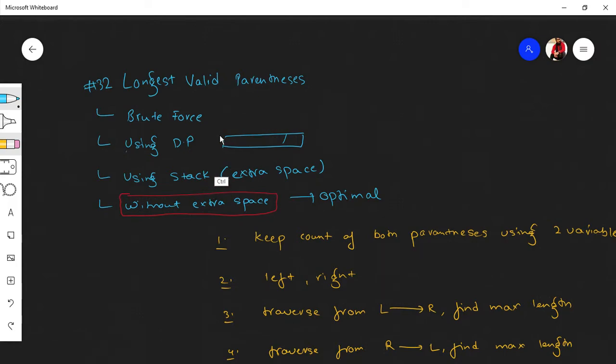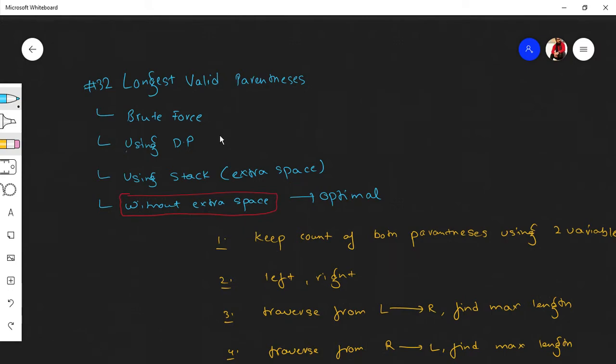Then there is the stack approach. This one is easy to understand, but the thing is, it uses extra space. This I'll also discuss in some other video. The main solution which I found very fascinating was this one, without using extra space.